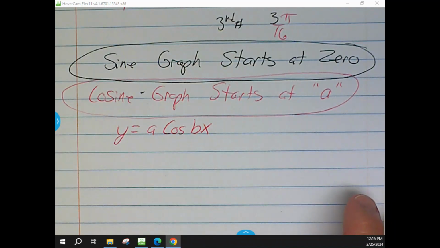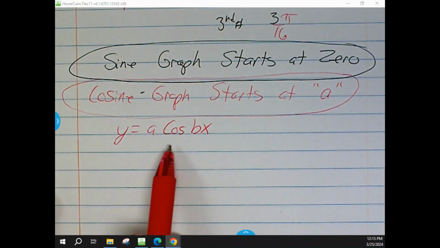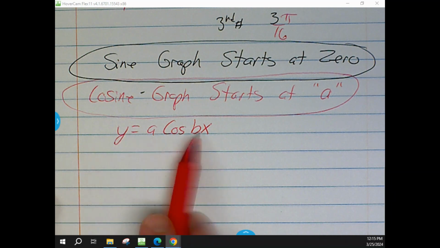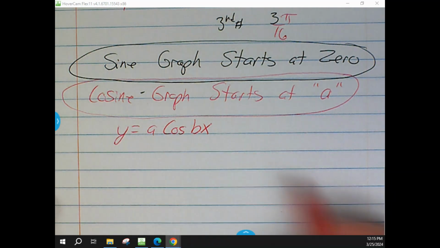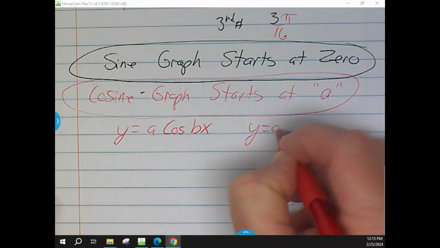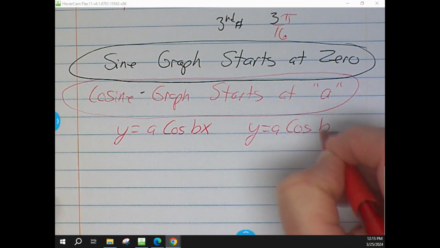Okay, and how it looks, the only difference is, again, you're going to take out sine, you're going to put cosine here. It looks exactly the same. So it's either a cosine bx or A cosine B theta.